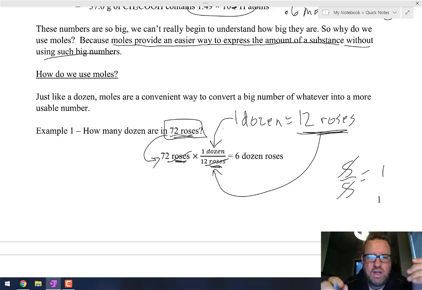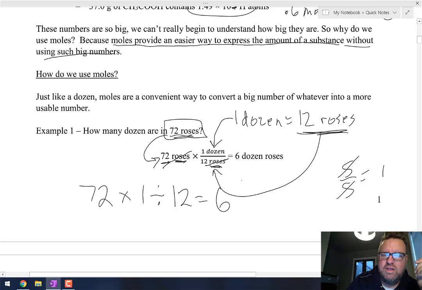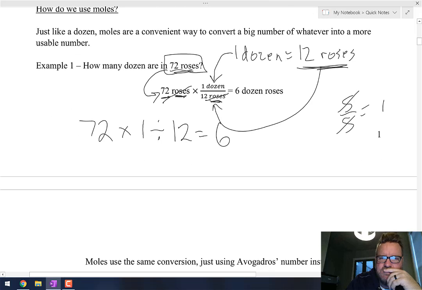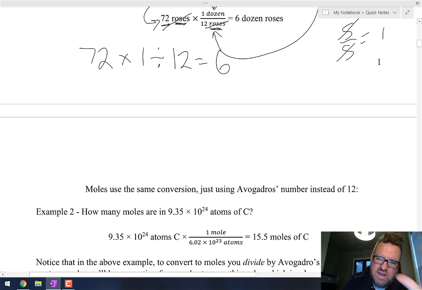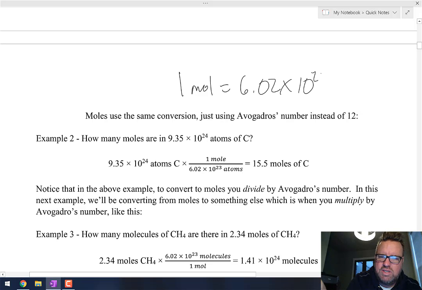Now I go to my calculator, and I'm going to type in 72, start with this number, times 1, because it's on the top, and then I'm going to divide by 12. And notice that my answer comes out to be 6 dozen roses. Now, that's obviously a non-chemistry example. With moles, you can use the same conversion, but instead of saying 1 dozen equals 12, we can say that again, 1 mole equals 6.02 times 10 to the 23rd.